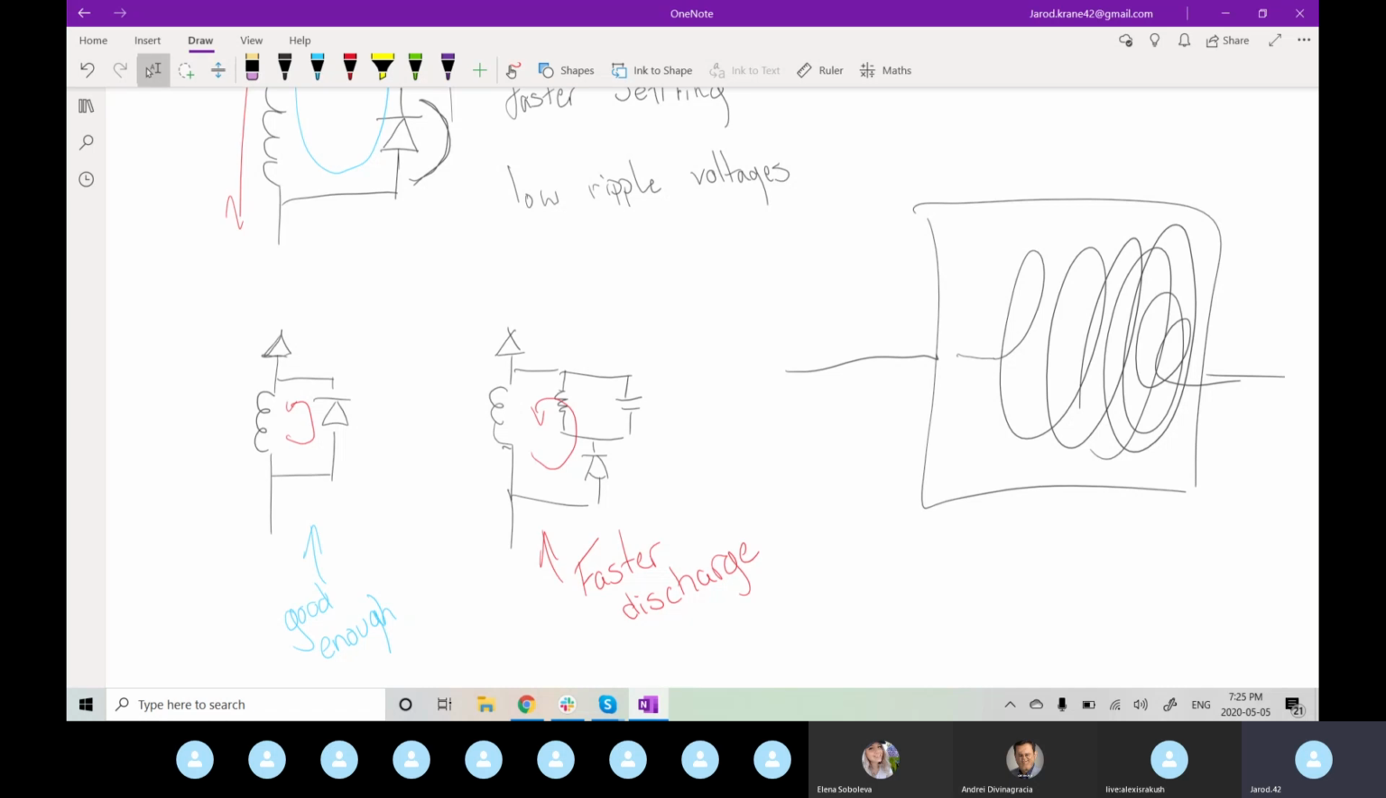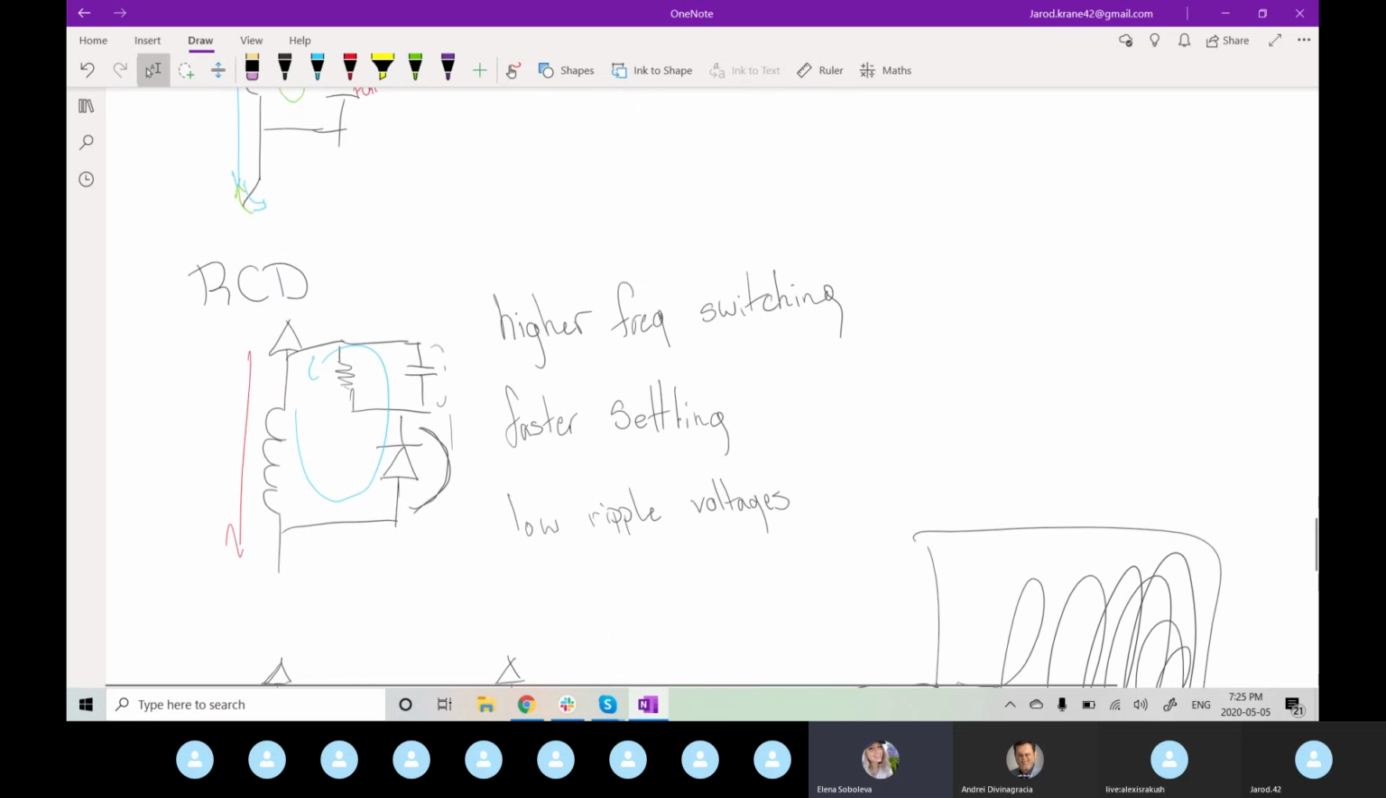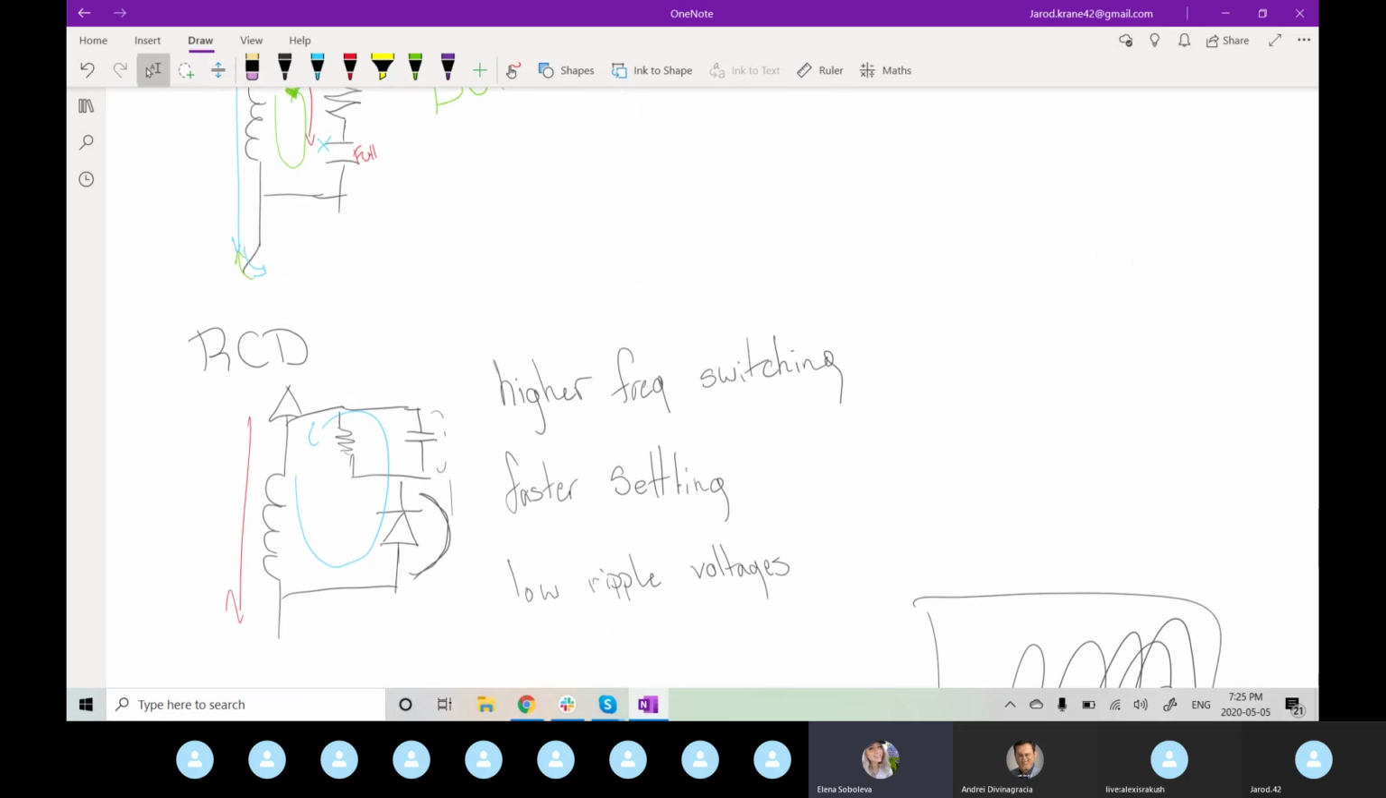Questions from someone else? Anybody else that hasn't said anything this entire time? Is it all making sense? Can I ask one more thing? It might be dumb. Go for it. Can you scroll up just a tiny bit? Yeah, right here. What does faster settling and low ripple voltages mean?